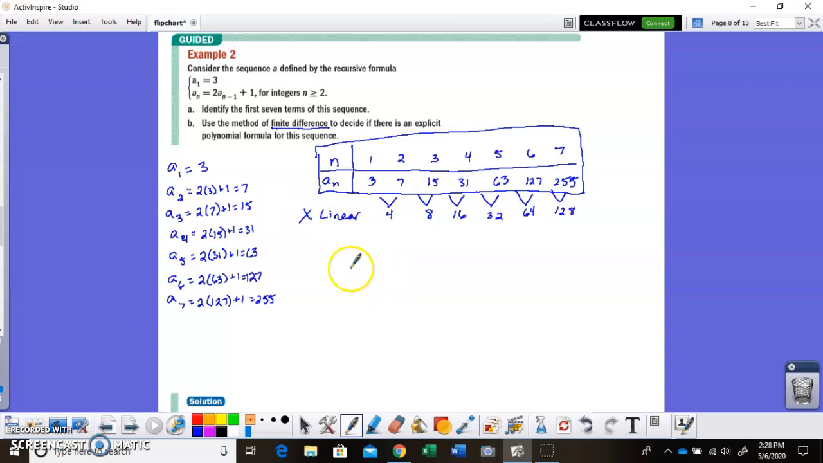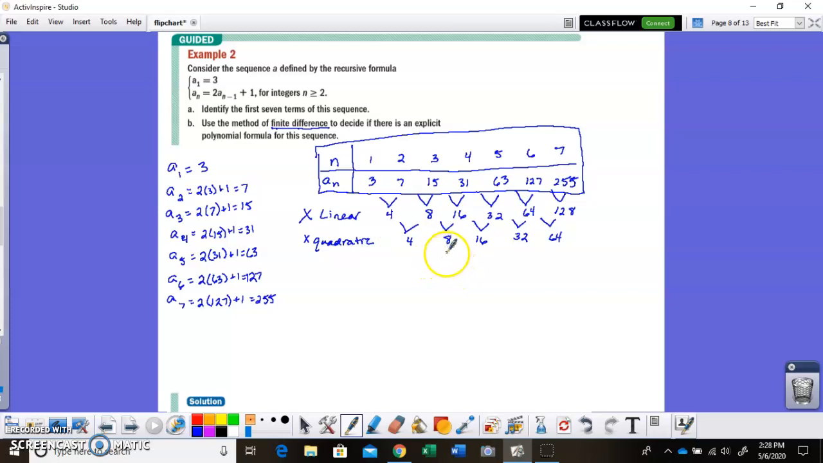Okay. Let's go ahead and do the second line of differences. 8 minus 4 is 4. 16 minus 8 is 8. 32 minus 16 is 16. 64 minus 32 is 32. 128 minus 64, well, that's 64. So it's not quadratic. So it's not second degree.